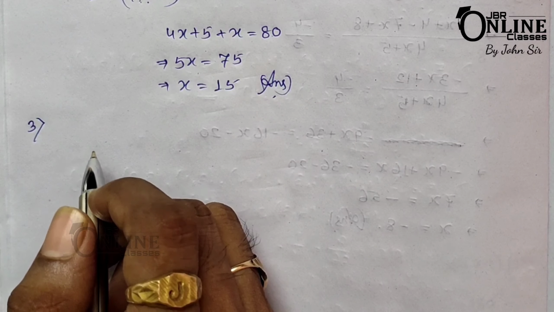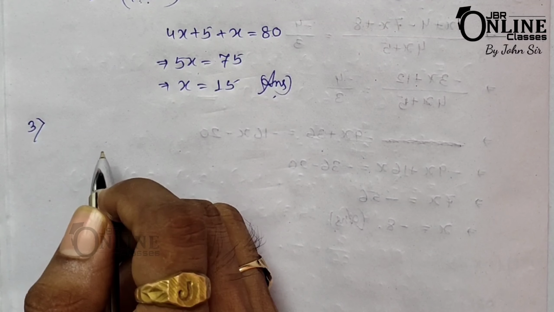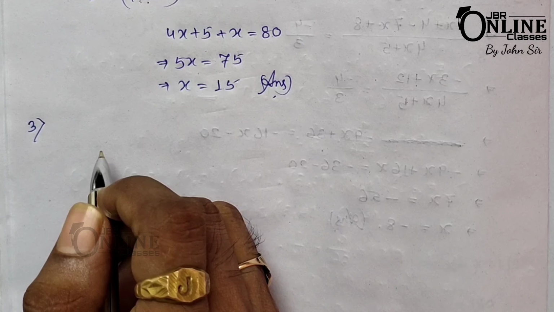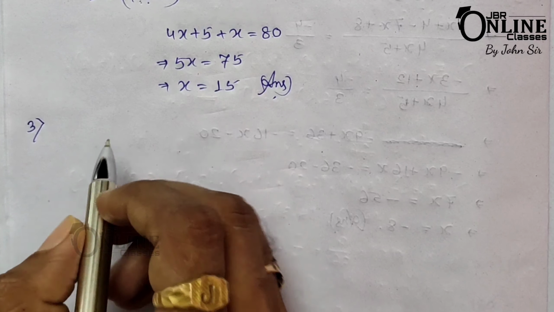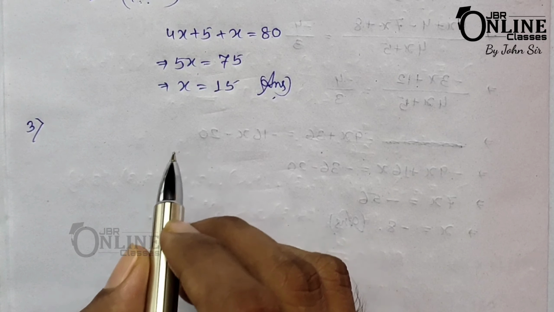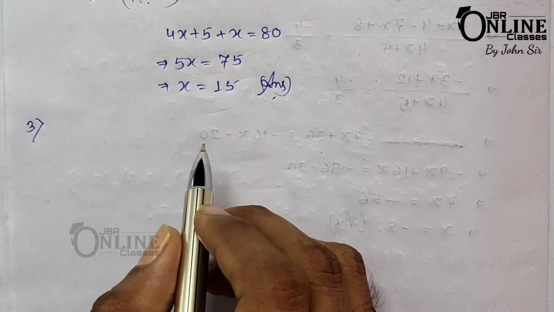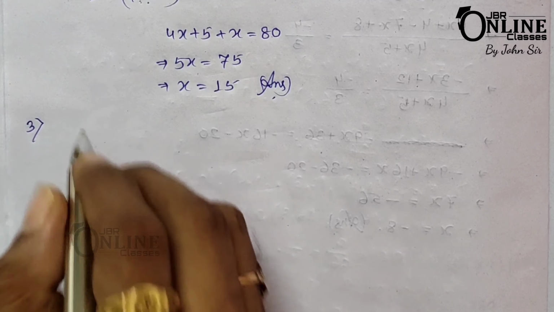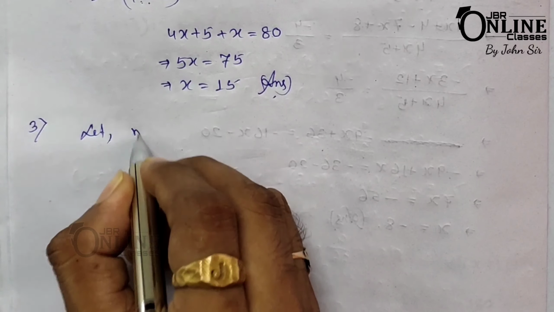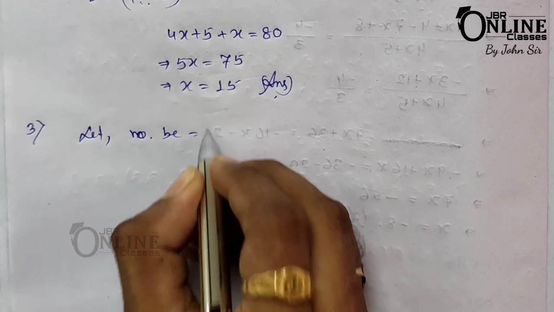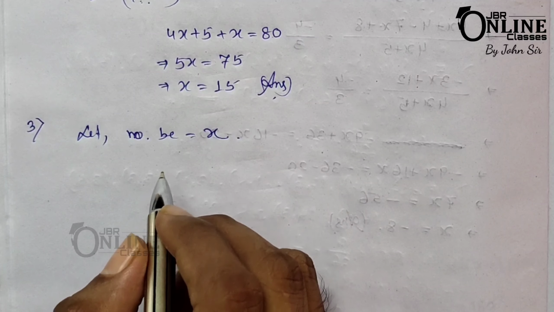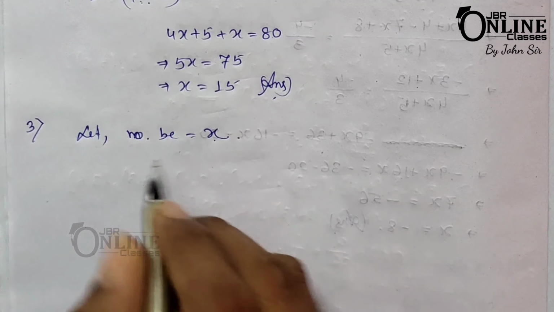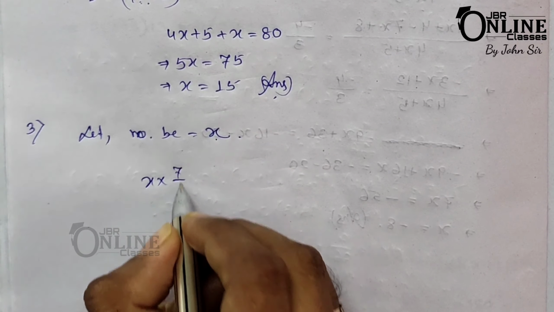Now sum number 3. A girl was asked to multiply a number by 7 by 8. Instead, she divided the number by 7 by 8 and got a result 15 more than the correct result. In each and every problem, first you have to construct the linear equation, and that is the main thing. So let the number be x. The girl was asked to multiply the number with 7 by 8, that means x into 7 by 8.